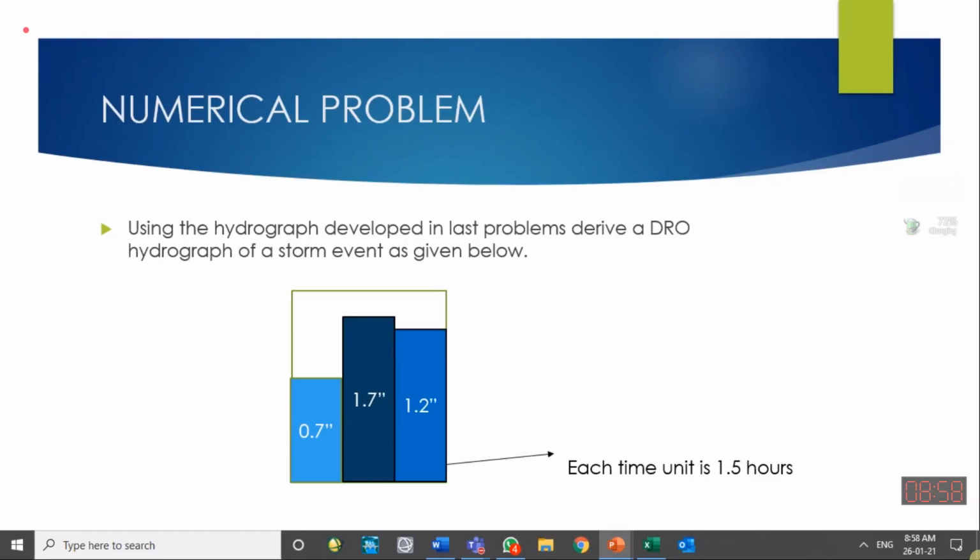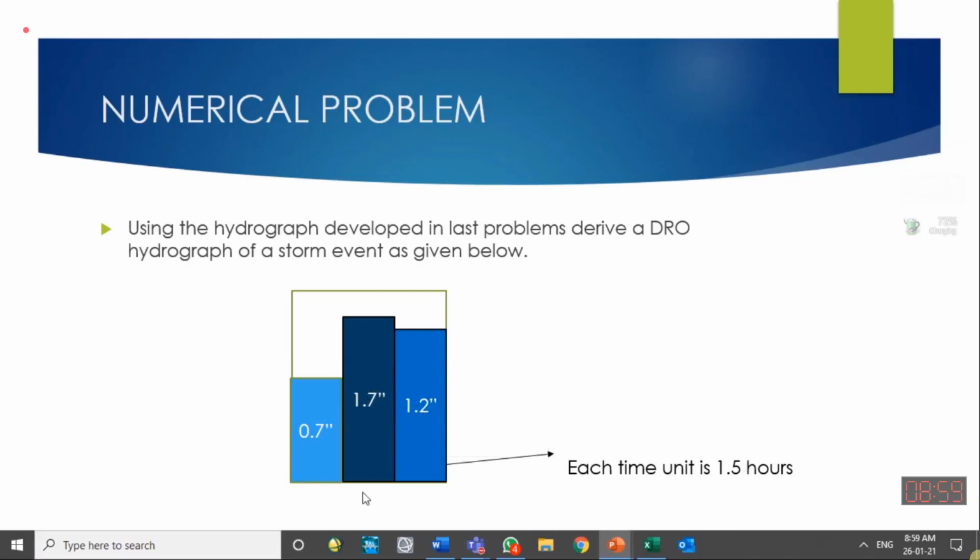If you can prove that both have the same basin characteristics, then you can use it, but blindly you cannot use it. So we will be generating direct runoff because of the storm of 0.7 inches. Storm duration is 1.5 hours. Then we will be generating direct runoff of 1.7 inches. Then we will be generating direct runoff for effective rainfall of 1.2 inches.